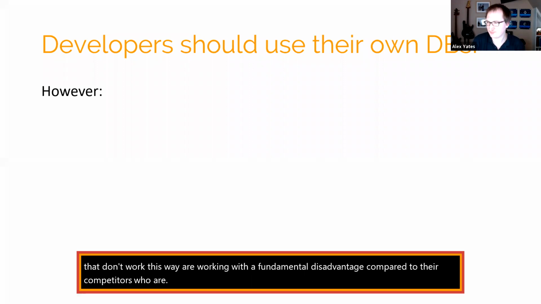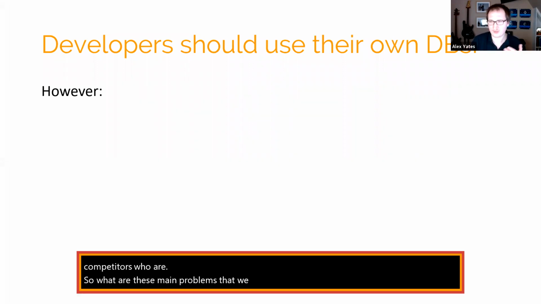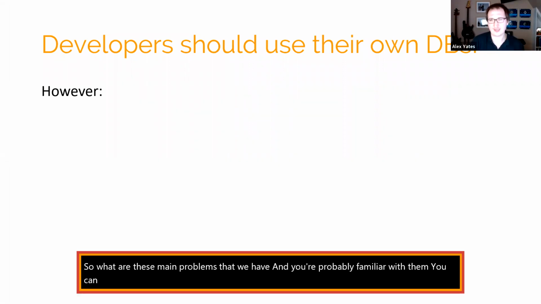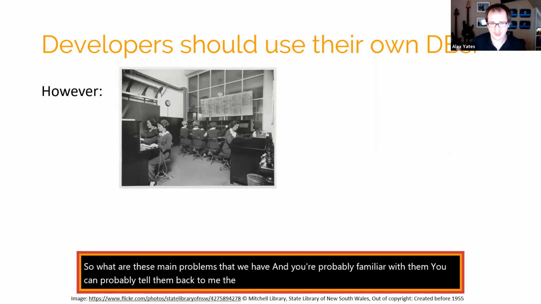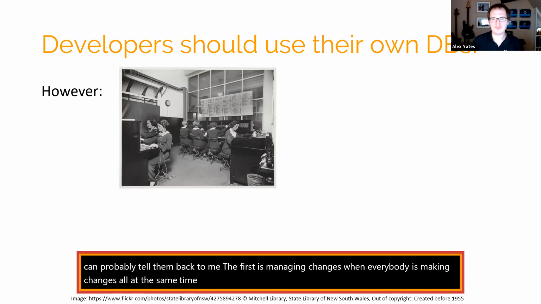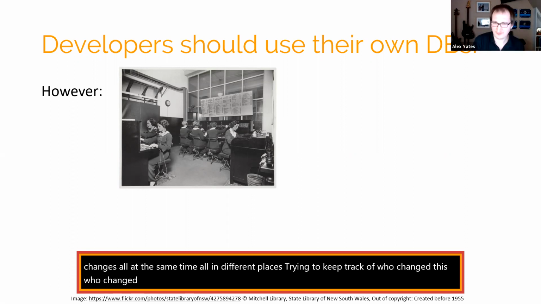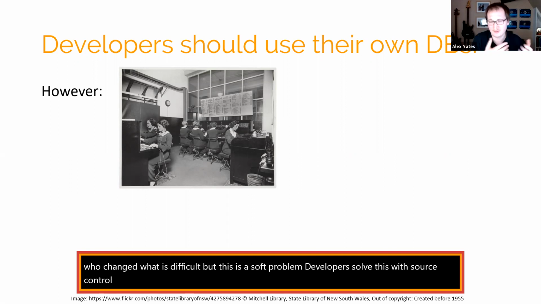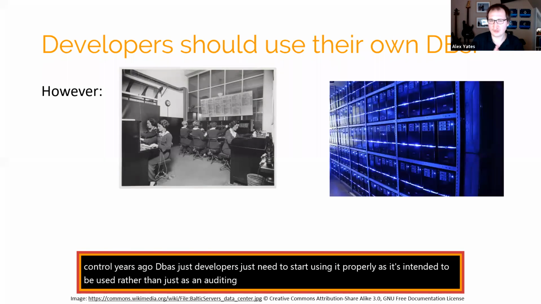So what are these main problems that we have? You're probably familiar with them. You can probably tout them back to me. The first is managing changes. When everybody's making changes all at the same time, all in different places, trying to keep track of who changed what is difficult. But this is a solved problem. Developers solved this with source control years ago. Developers just need to start using it properly as it's intended to be used, rather than just as an auditing tool.